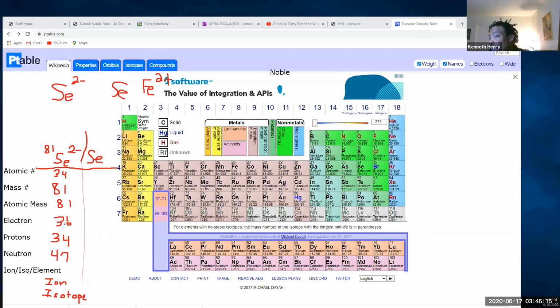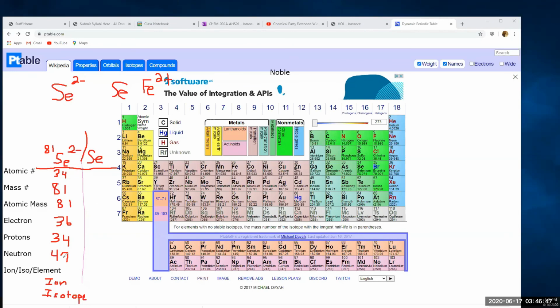This number here tells me my atomic mass. It also tells me my mass number. So here, my mass number is what? 81. So that lets me know that it weighs 81. So then I put that for my atomic mass. Then I can also use my mass number to determine my number of neutrons by subtracting the number of protons. It makes so much sense now.